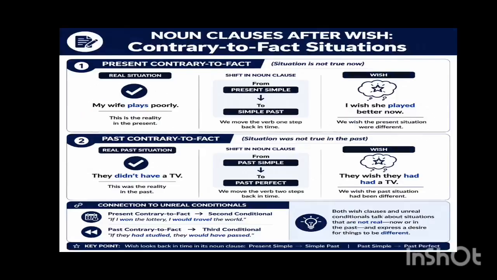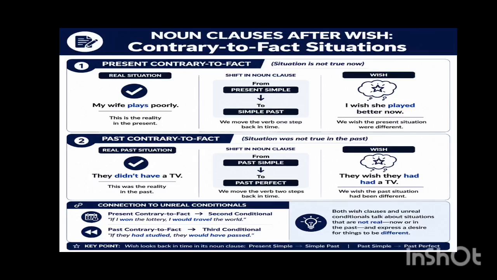Now let's look at how we use noun clauses after the verb wish. The most important thing to understand here is that wish deals with unreal situations, things that are contrary to the facts of reality. To show that a situation is imaginary, we follow one simple rule. We move the tense one step back into the past.